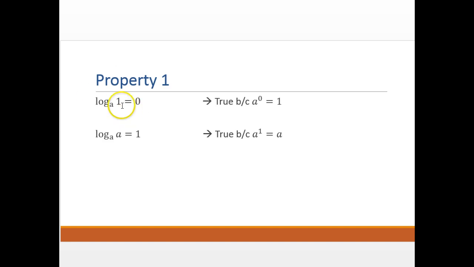Property 1 is two very similar properties. Log base a of 1 equals 0, because regardless of what your base is, a to the 0 is equal to 1. And similarly, log base a of a equals 1, because a to the first equals a.